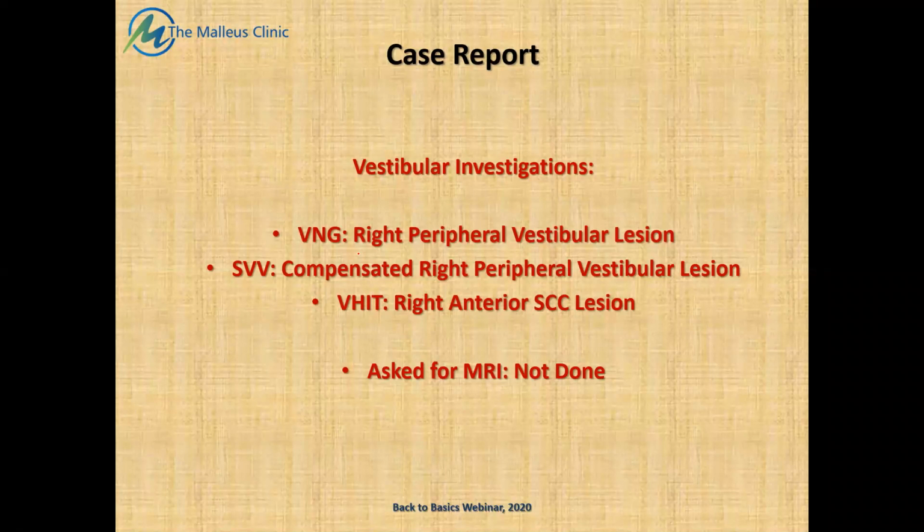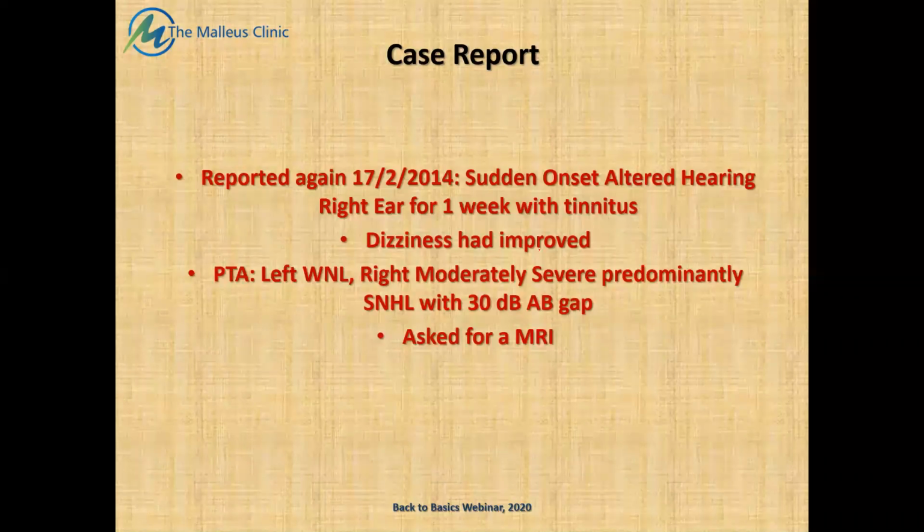The report mentioned a right peripheral vestibular lesion. The SVV was reported as a compensated right peripheral vestibular lesion, and the V-HIT showed a right anterior semicircular canal lesion. I asked the patient to undergo an MRI. I was not very happy solely on the basis of these investigations, but the patient refused to do an MRI in October 2013. In February 2014, the patient reported to me with a sudden onset altered hearing in the right ear for 1 week with tinnitus.